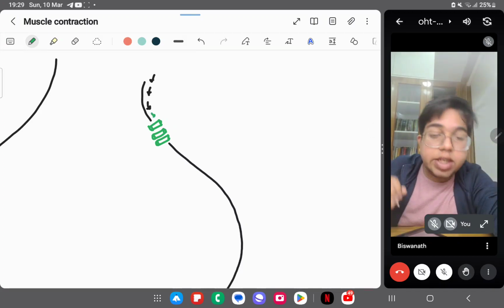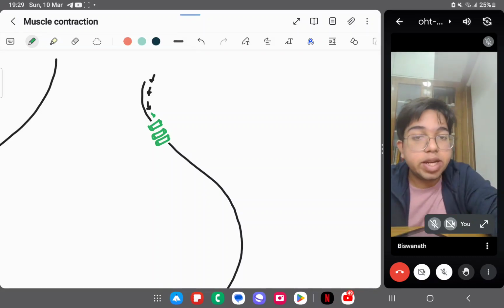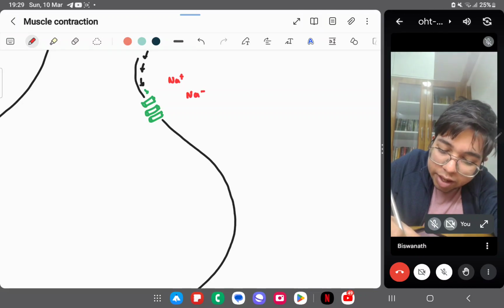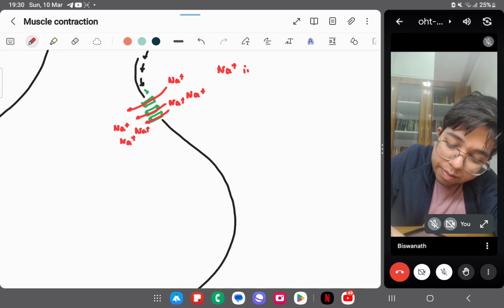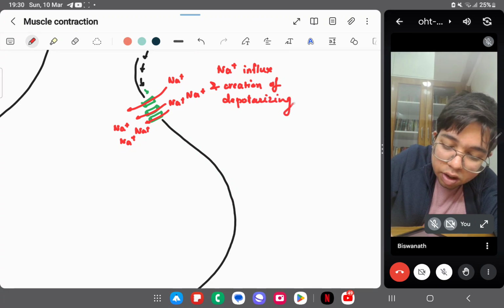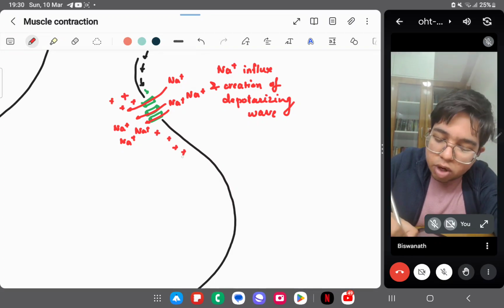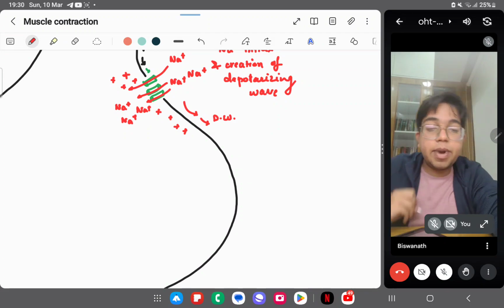When the impulse reaches the sodium channels, it will stimulate them, and whenever an impulse reaches, we know the depolarization will occur. So there will be sodium influx. Sodium from the outside environment will flow into the muscle like this. There will be sodium influx and creation of a depolarizing wave. Whenever there is sodium influx, we are gaining lots of positive charge. This positive charge will cause a traveling depolarizing wave, which I am writing as DW.